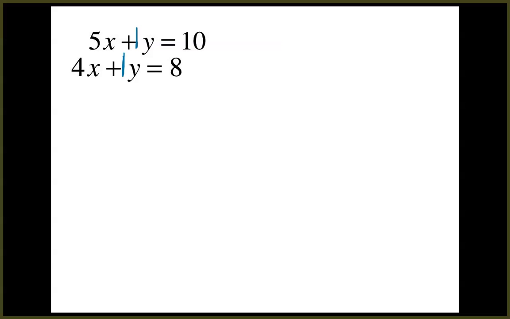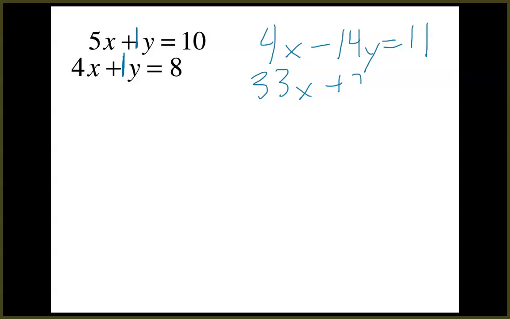Okay? So if you had a system that looked like this, 4x minus 14y equals 11, and 33x plus 2y equals 12, you couldn't really do an elimination by adding or subtracting, because 4 plus 33 doesn't cancel, 4 minus 33 doesn't cancel, and negative 14 and 2 don't really cancel by adding or subtracting. So you couldn't really use the elimination method on this problem unless we did a little trick.